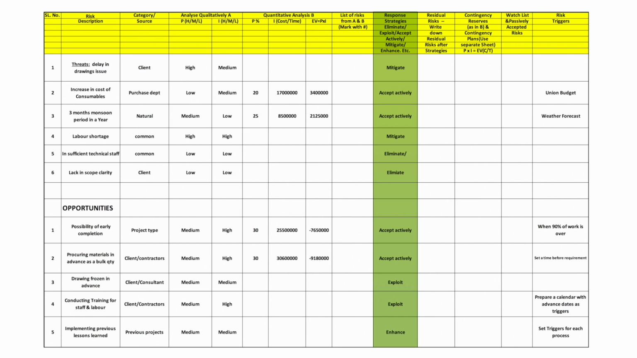then accept actively for those risks which cannot be eliminated or mitigated or handled by any other process possible in those strategies. And this goes straight for contingency reserve and response planning. Next is mitigate or enhance. This is for threats and opportunities respectively, where we try to reduce the probability or impact, or try to increase the probability or impact in the case of opportunities.